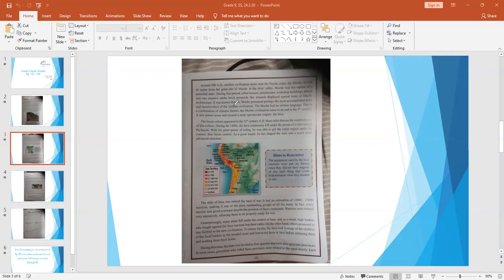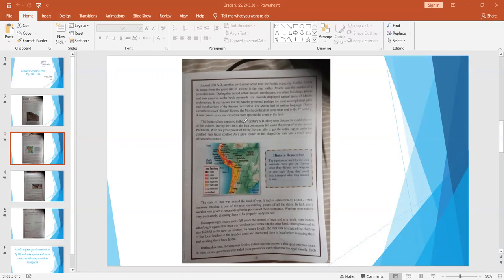The Moche had no written language. Due to a combination of climatic factors, the Moche civilization came to an end in the 8th century. A new power arose and created a more spectacular empire, the Inca. The Incan culture appeared in the 12th century AD. Many tales discuss the establishment of this culture.